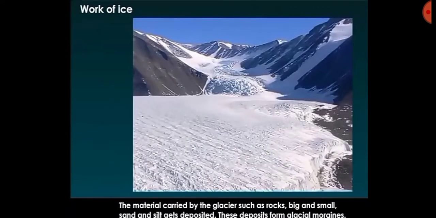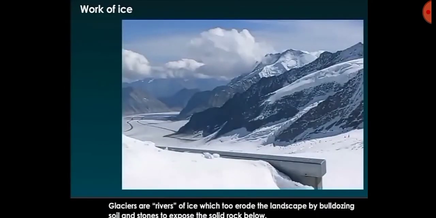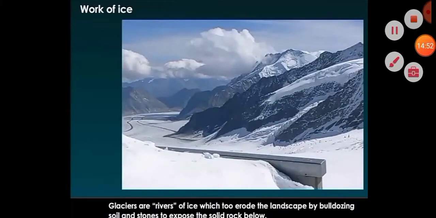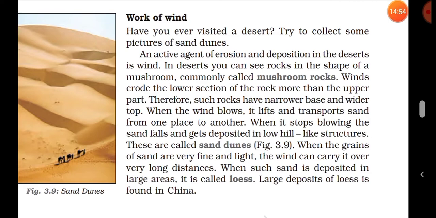The material carried by the glacier, such as rocks, big and small, sand and silt, gets deposited. These depositions form glacial moraines. These are the glacial moraines, here you can see in this figure. These are also very beautiful natural phenomena and natural effects which look very beautiful.